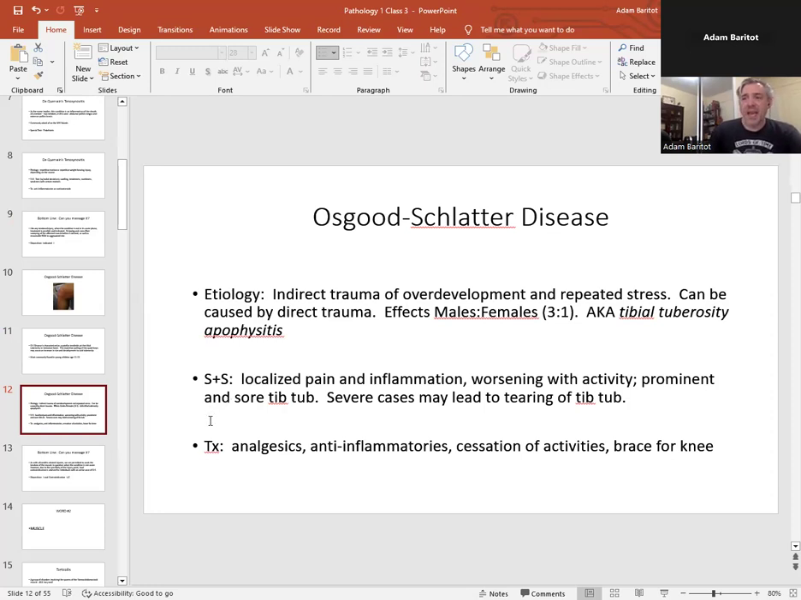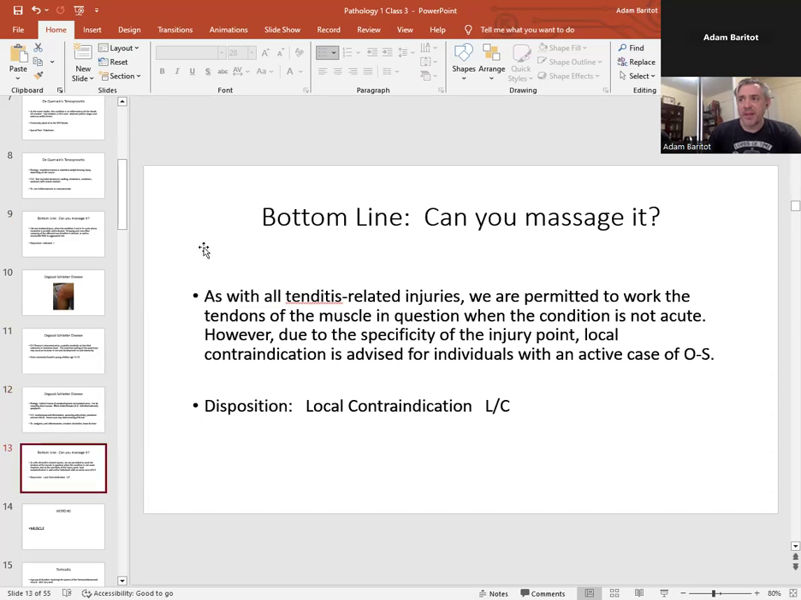Bottom line, can you massage Osgood-Schlatter's disease? As with all tendonitis injuries, we're permitted to work on the tendons of the muscle in question when not acute. However, due to the specificity of the injury point, because that bone is tearing away from the tibia, a local contraindication is advised for individuals with an active case of Osgood-Schlatter's.